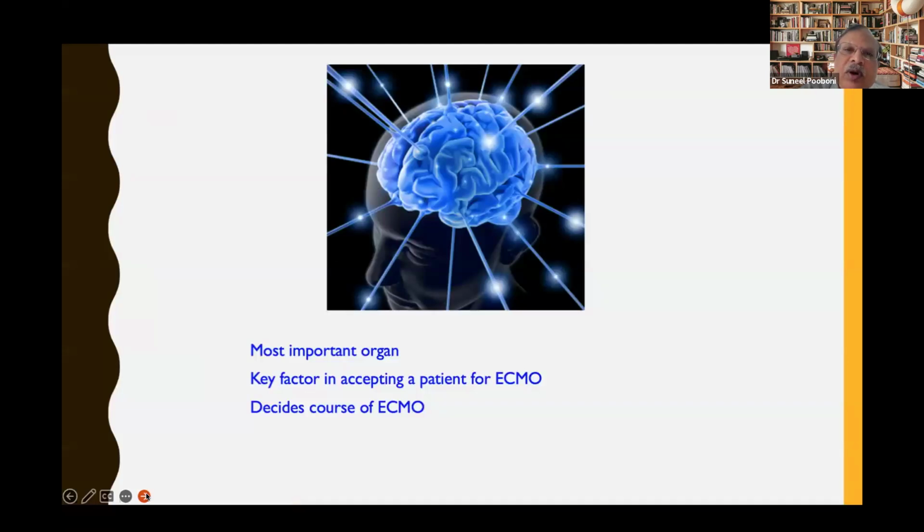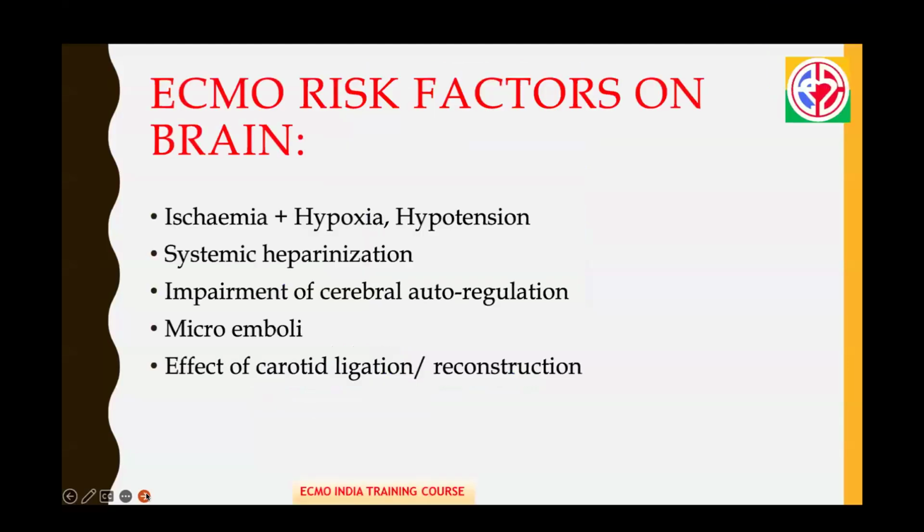At the end of the day, what you are trying to do is provide adequate oxygenation and blood supply to the brain without damaging its integrity. That is our ultimate objective at the end of the day. Though we are dealing with other target organs such as the heart and lungs, the brain is a key factor in accepting a patient for ECMO, as I mentioned, and decides the course of ECMO as well. At any point of time during the course of ECMO, if you notice there is an intracerebral bleed, then you will re-evaluate what to do at that stage.